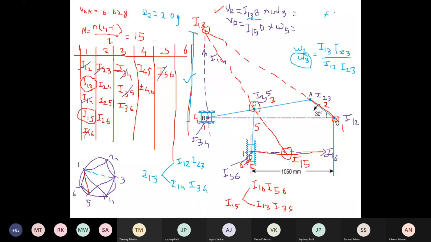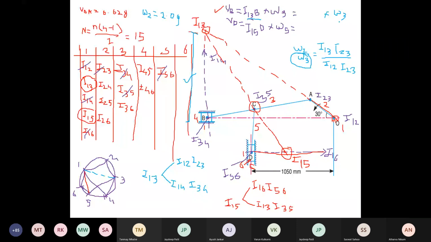Now you have to put here the omega 3. Is it right? Got it? Yes, sir. Okay, omega 3 मिल गया. I13 B distance measure करो. You will get the velocity B.